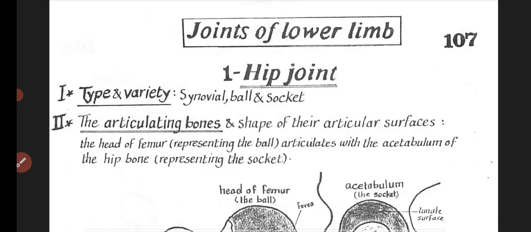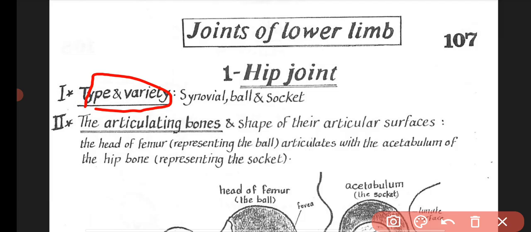Today we are going to study the lower limb anatomy. Lower limb joint is hip joint. The hip joint, firstly we will study the type and variety of hip joint. The type and variety is the synovial type and ball and socket. Same as the shoulder joint of the upper limb.